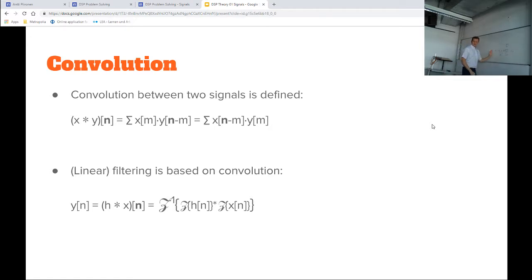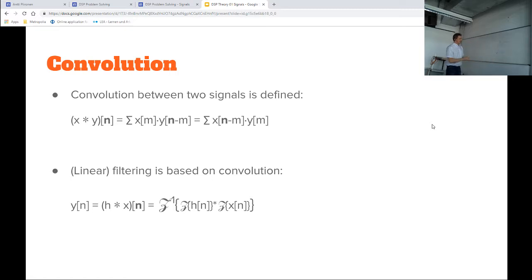Filtering is based on convolution. Spectrum space. Low pass filter in spectrum space. That's plus and this is minus. That's a cutoff frequency to cutoff frequency. So that's our low pass filter. It passes all the signals between minus omega c and omega c.